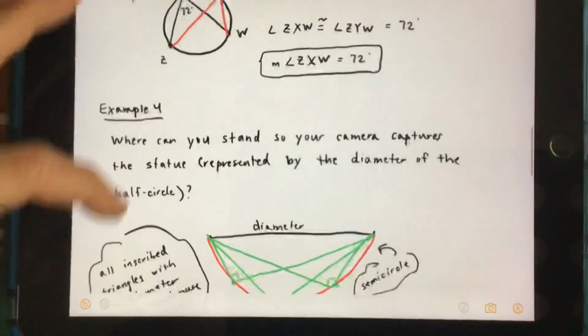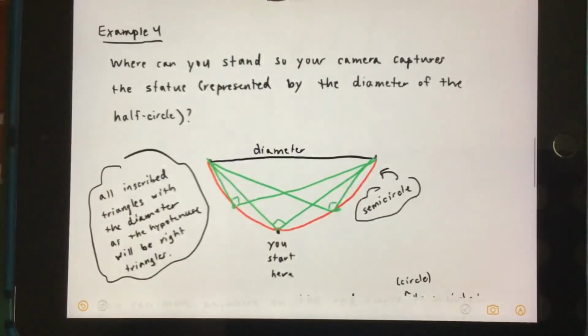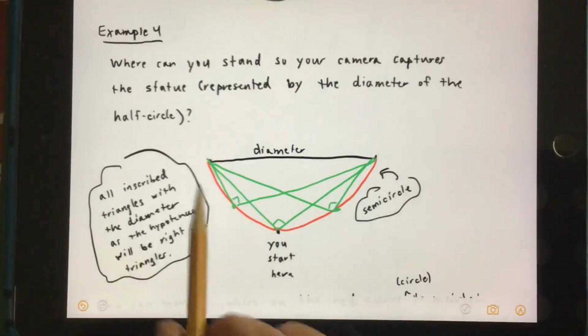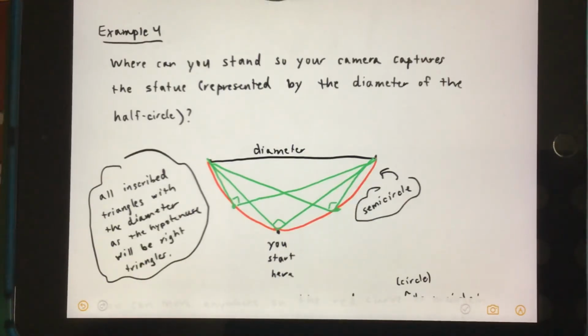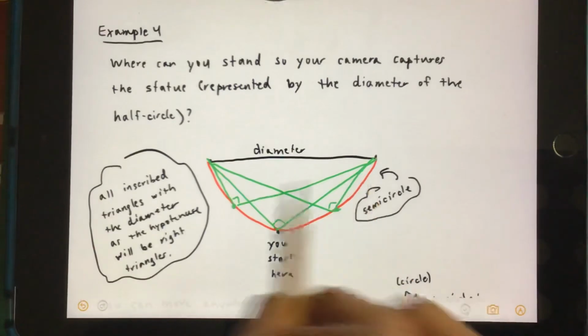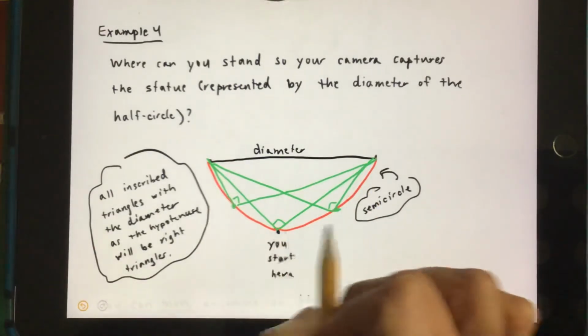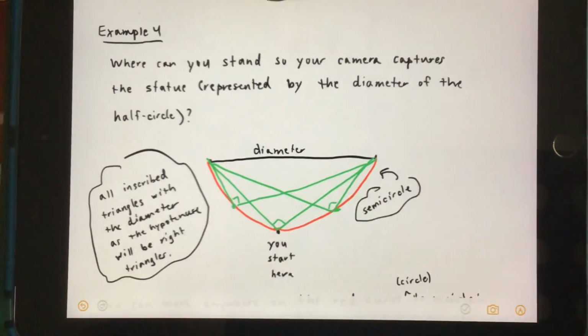All right, example 4 is going to get you to think about what happens when you use the diameter as part of the triangle that you're going to draw inside of a circle. So all inscribed triangles with the diameter as a hypotenuse will be right triangles when you inscribe them inside of a circle. So this is a half circle here, but it works the same way if I just draw half the circle, or I could have drawn the whole circle as well.